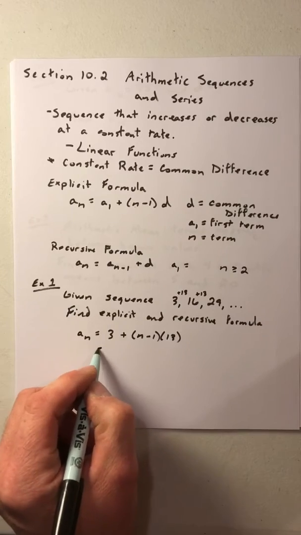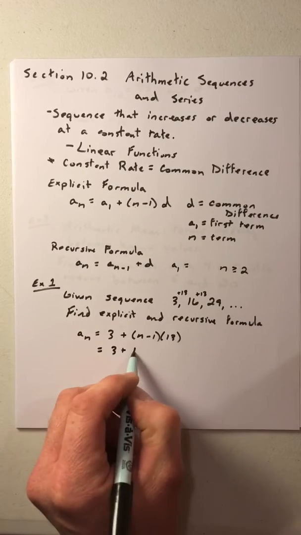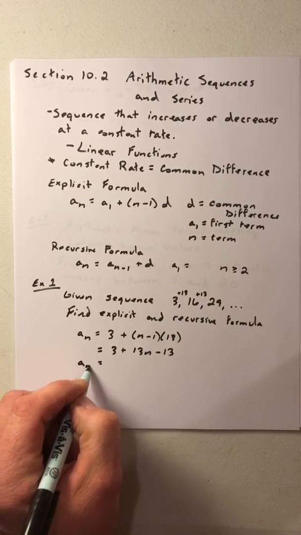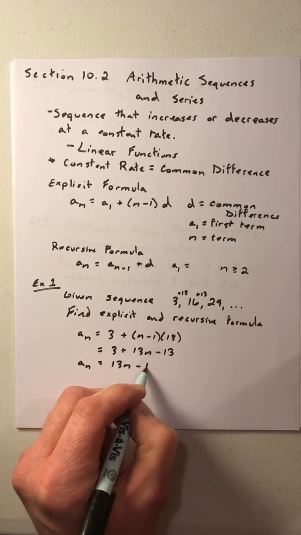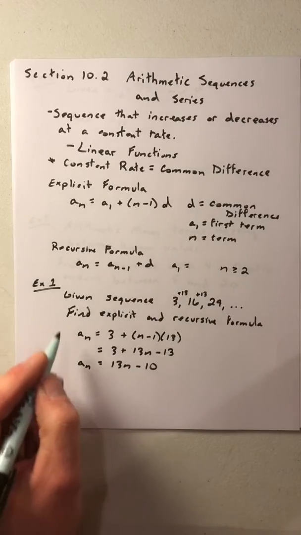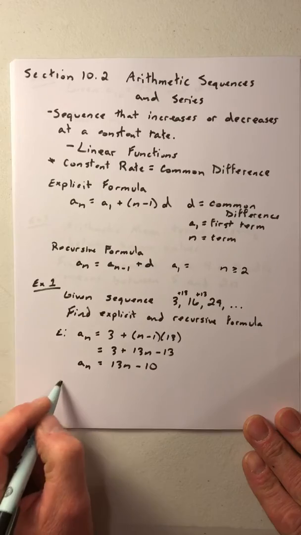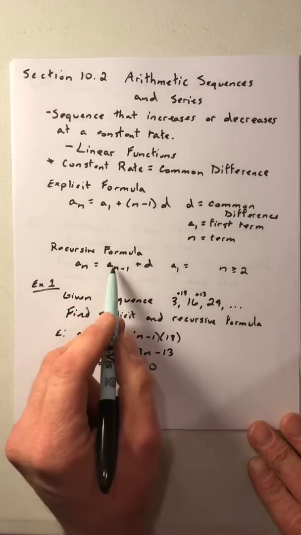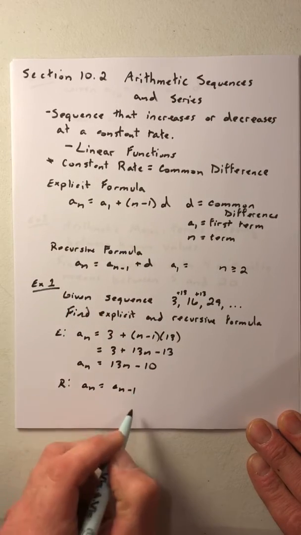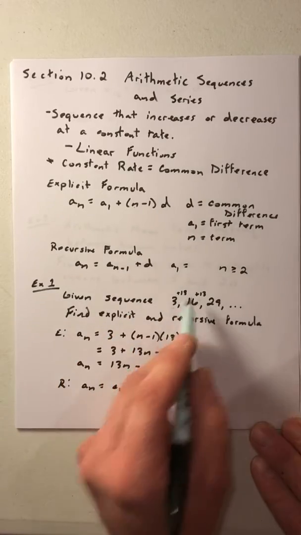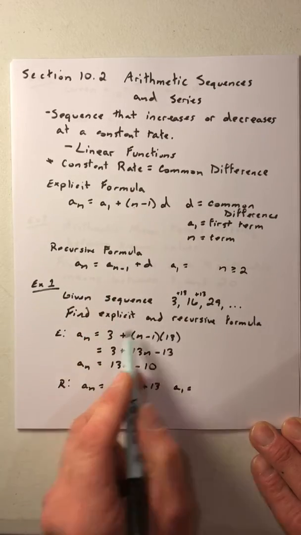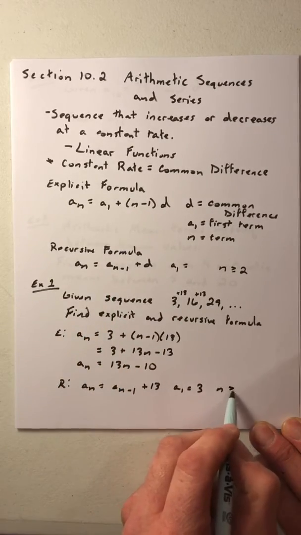We can simplify this if we want. So we have 3 plus 13n minus 13. Add your 3 and your negative 13, and we know that a sub n is going to equal 13n minus 10. And that's going to look very similar to our linear function. Recursively, we know a sub n is going to equal the previous term. And what did we do to that previous term to get to the next term? We added 13, where our first term, in this case, was 3, and n is greater than or equal to 2.